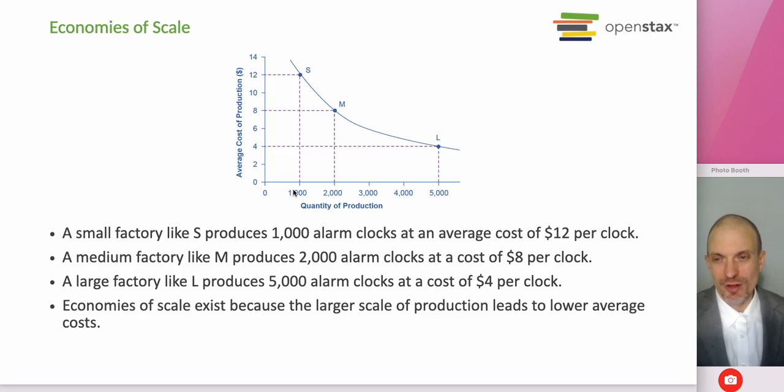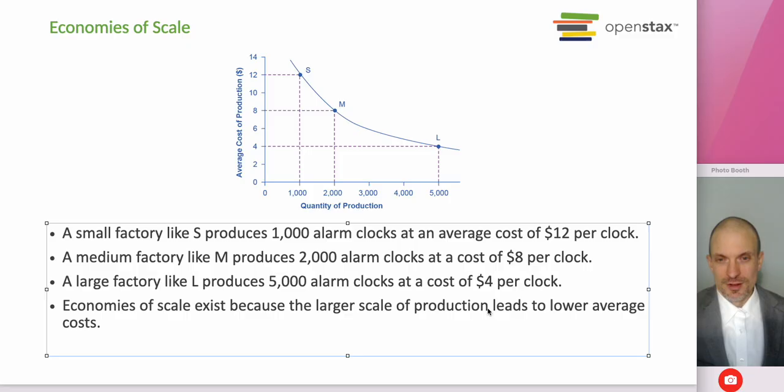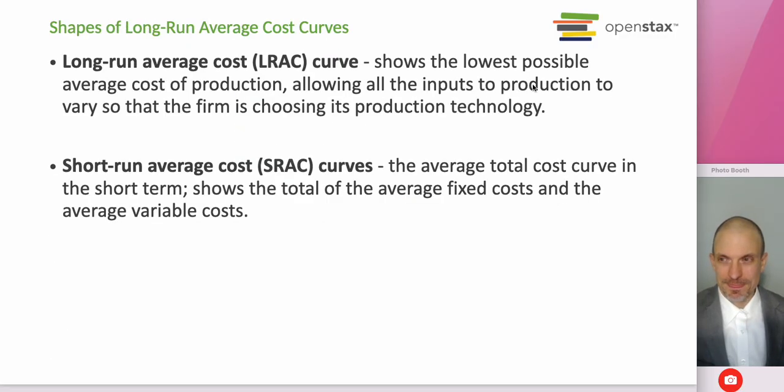So here we have a small factory making 1,000 units and their average cost is 12. Here we have a slightly larger company, double the size, producing 2,000 units and their cost is 8. And then we have a really large factory over here, producing 5,000, and their average cost is 4. So this is economies of scale. As we increase our output, our average costs are falling. Right? Okay.